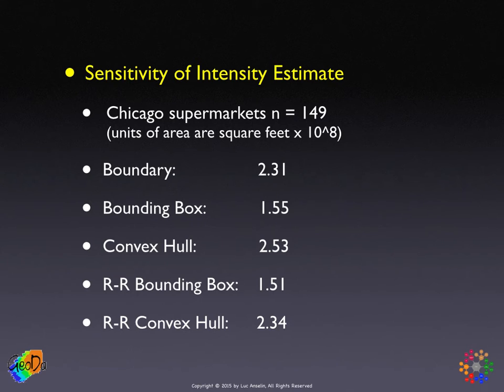So the moral of the story is that the intensity estimate does not only depend on the number of points, which is the numerator, but critically also depends on how the denominator, the area, is conceptualized or defined. And this is where we're going to end the first part of our second module.